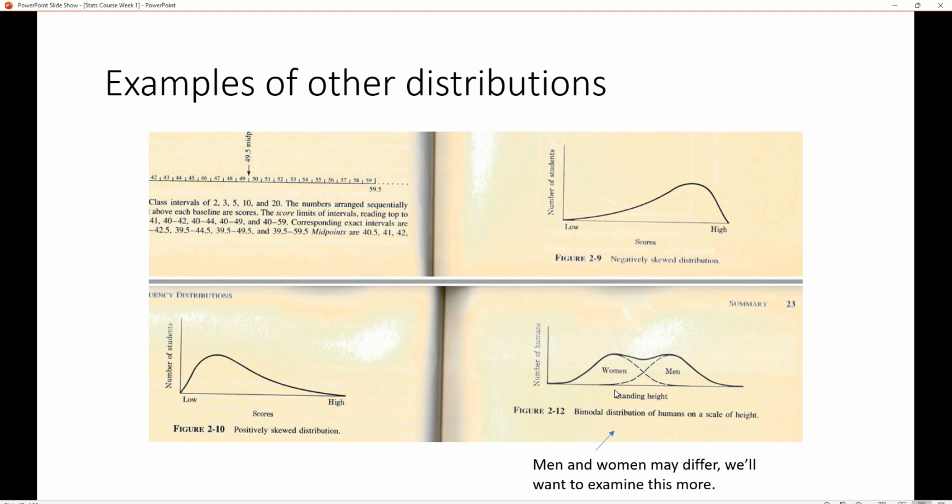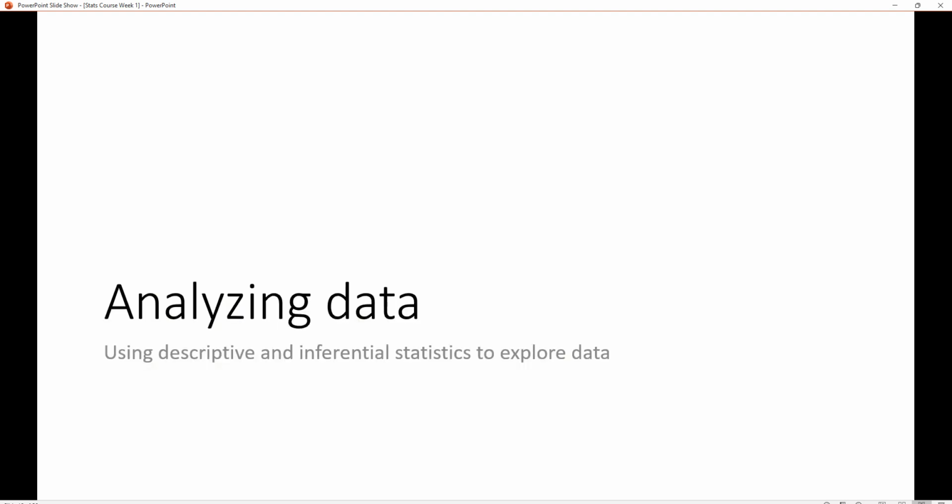We have a somewhat normal looking distribution, but we start to see what could be two different populations within this bigger set of values. Men and women may differ. We'll want to examine this more. And so that brings us to the section on analyzing data. We'll use descriptive and inferential statistics to explore data.